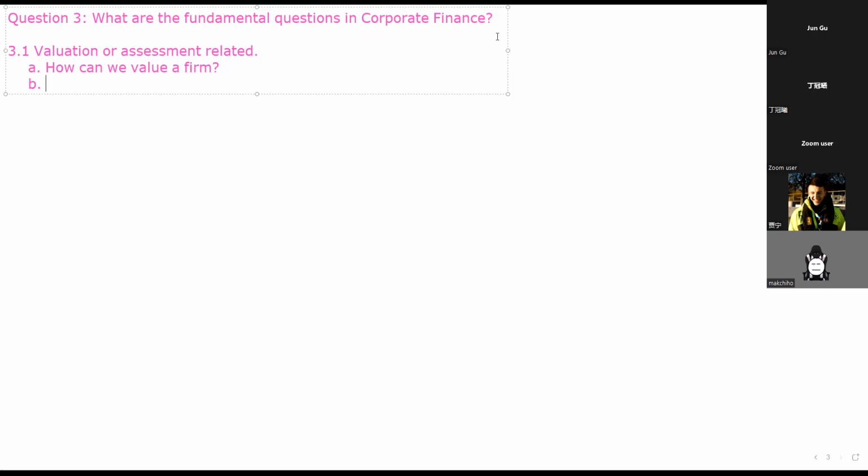But here, in valuation, what should we do? The very first thing to ask is how can we value it? Well, we have two different ways. We can go straightforward, that is to estimate the future performance of the firm and then do it. Or we will find some counterparts to compare with. Okay, the second question is how can the market change the valuation?